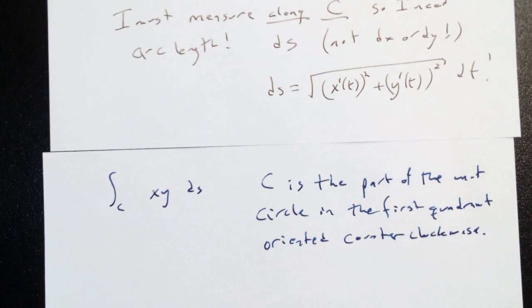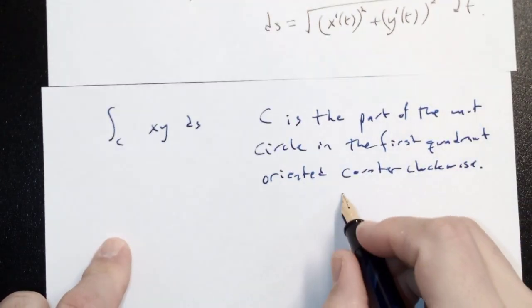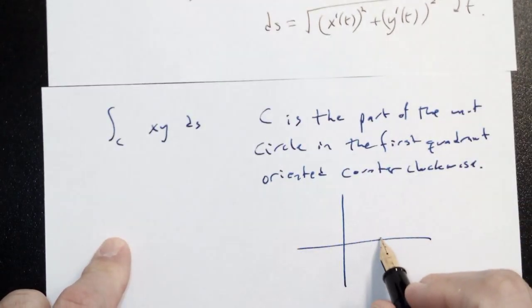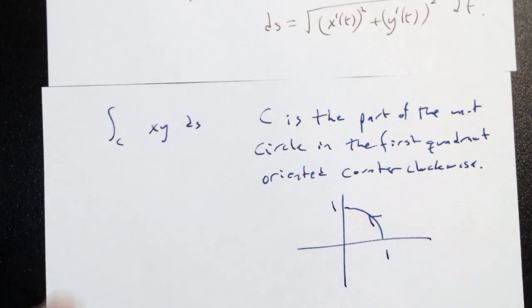I'm going to walk along the fence. I'm going to measure the height of the fence, right? I need to know which way I'm walking. So oriented counterclockwise means I'm going this way along the circle, not this way along the circle. So I need to know when I draw this curve that I'm going that way.